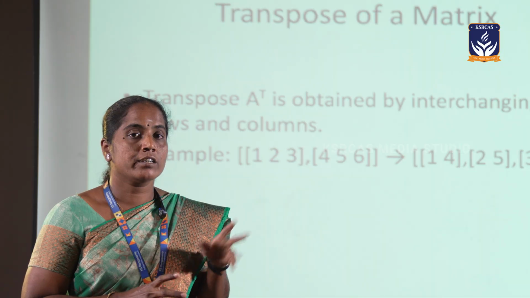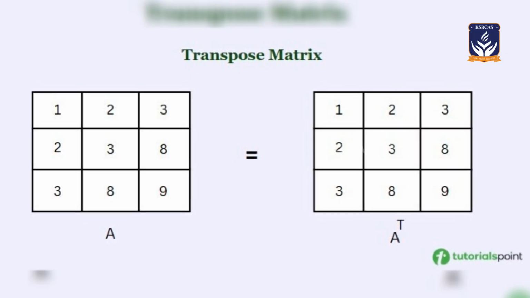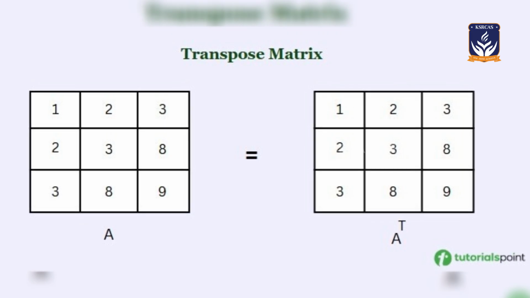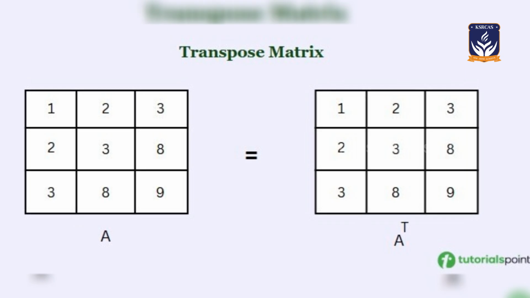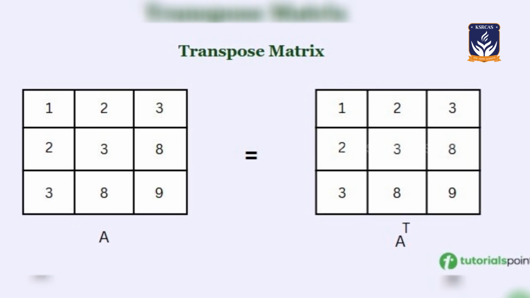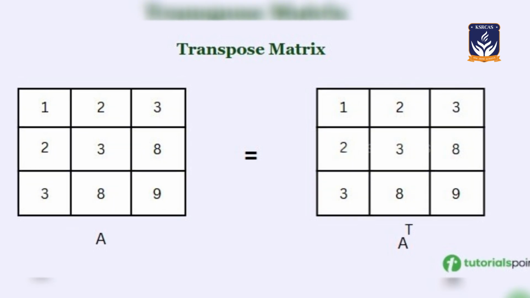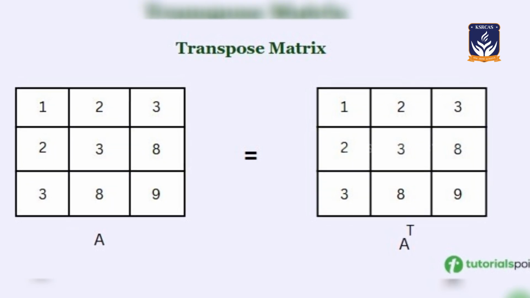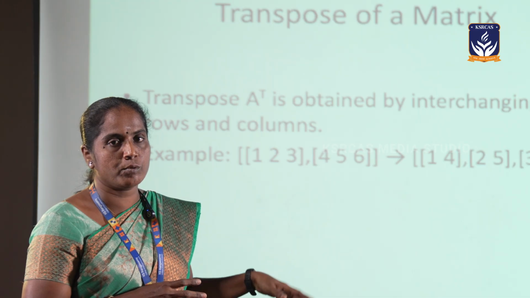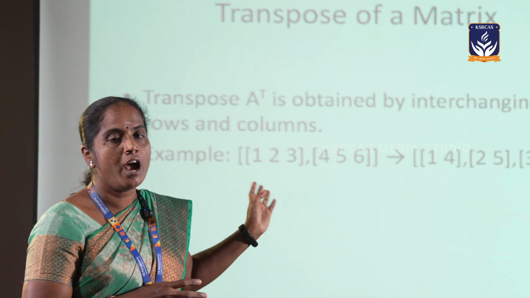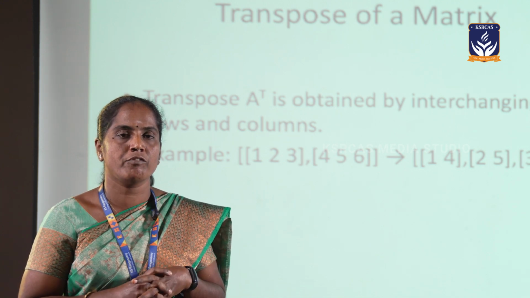Next we see the transpose of a matrix. It is denoted by A power T. What is the definition of the transpose of a matrix? Interchange rows into columns and columns into rows. That type of matrix is called the transpose of a matrix. For example, A equals this matrix, and in A transpose, rows are changed into columns and columns are changed into rows.